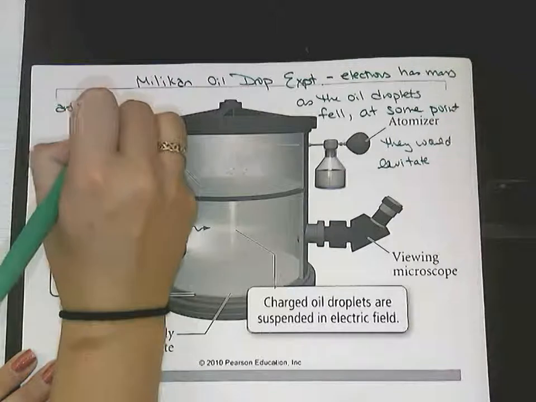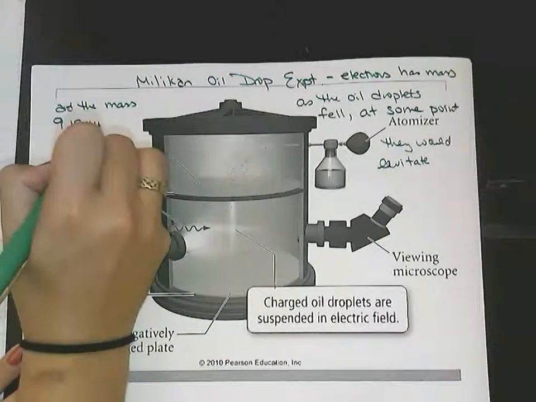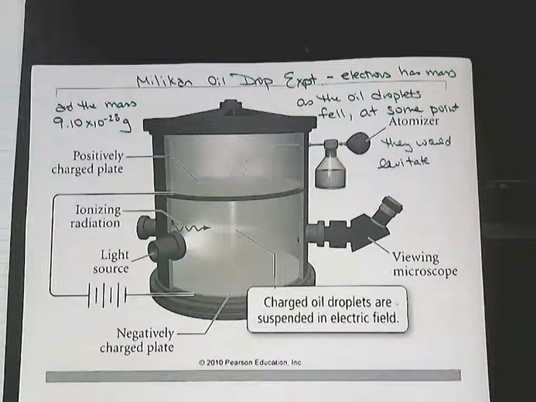And the mass was determined to be 9.10 times 10 to the negative 28 grams. Pretty small, right? Because that would be 0.28 zeros and then 9. So a really, really, really small mass.